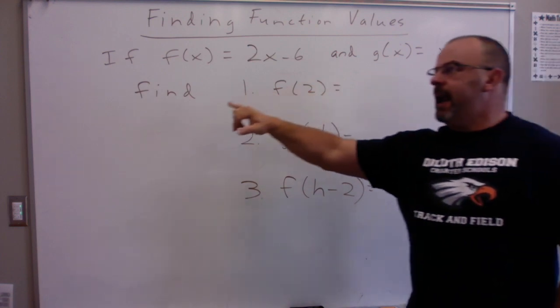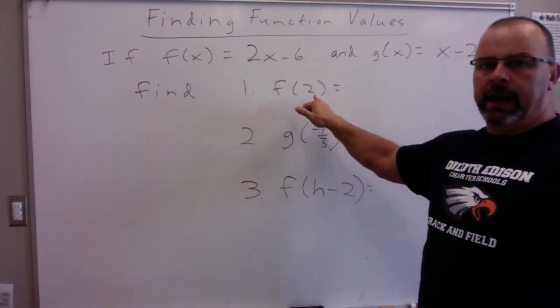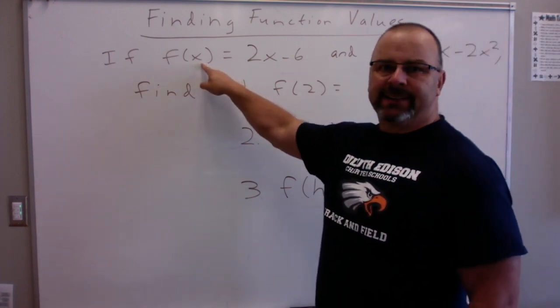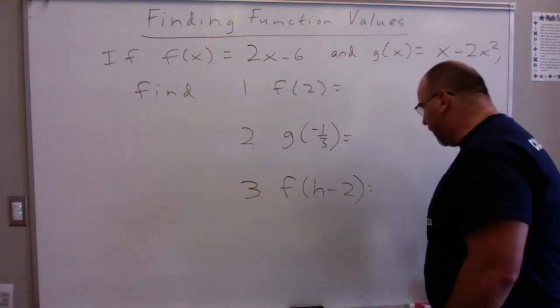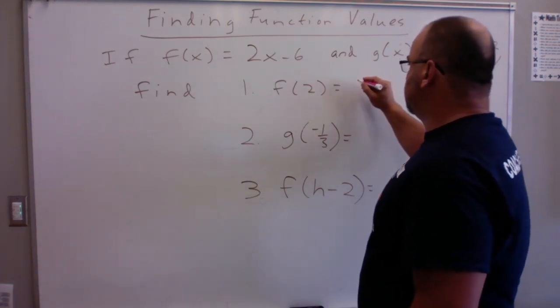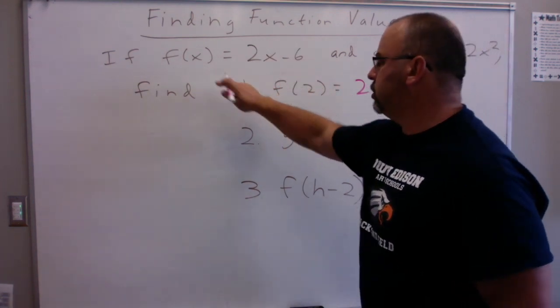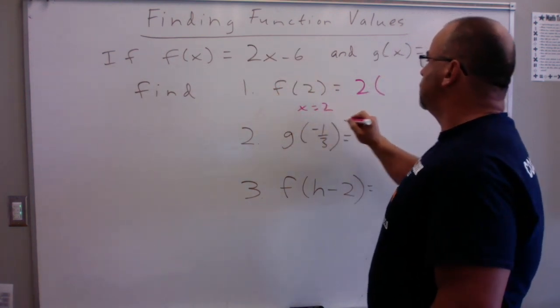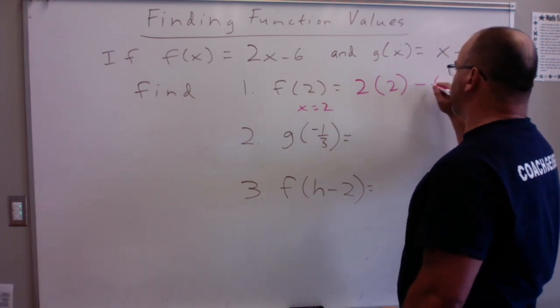So if I'm going to find f of 2, I'm putting in 2 for which variable? I'm putting the 2 in for x, okay? So I'm going to put it in here. What I'm going to come up with is I'm going to write this as 2 times, this is x. X is equal to 2. Okay, remember that. So we're going to put in 2 times 2 minus 6.